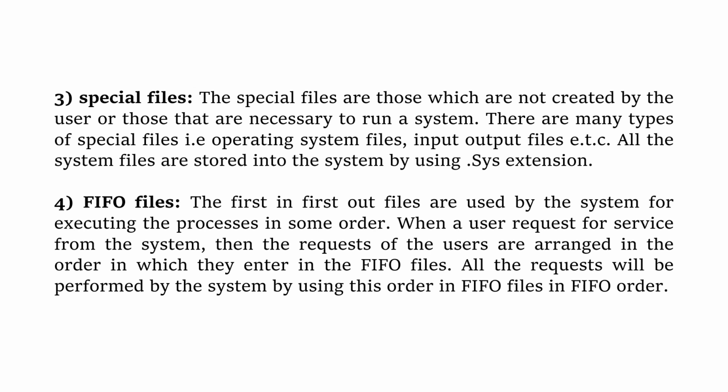Then we move to the last category, which is the FIFO files. That is, first in first out files, which are used by the system for executing processes in some order. That is, when a user requests a service from the system, the requests of the user are arranged in the order in which they enter the FIFO files. That order of entry is recorded in the FIFO files, and all the requests will be performed by the system using this order, or we can say FIFO order.